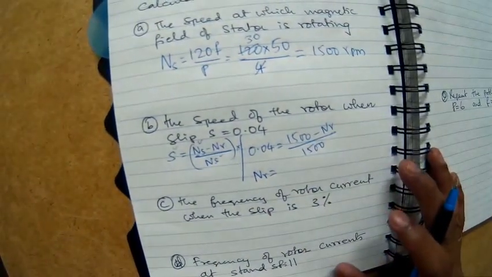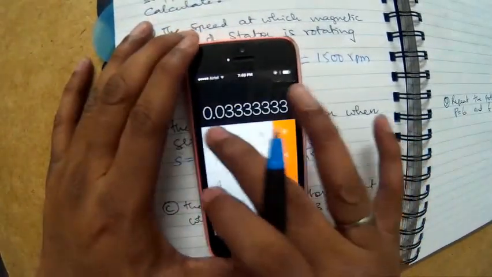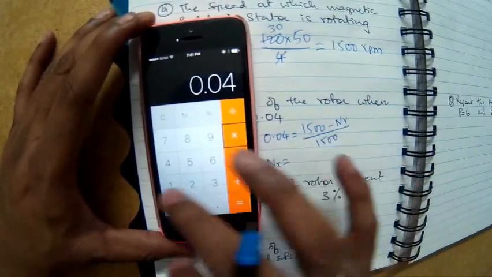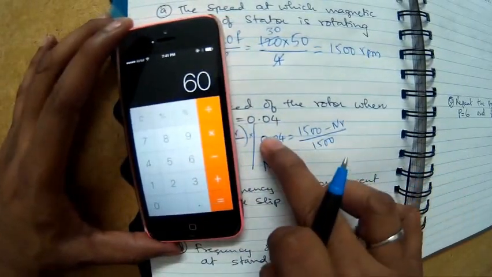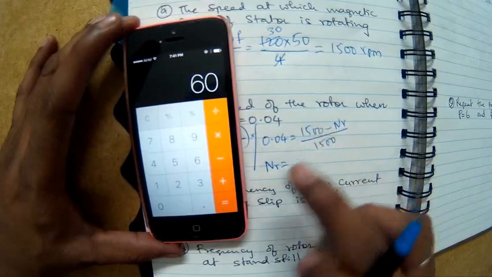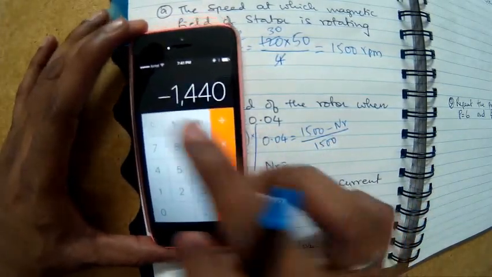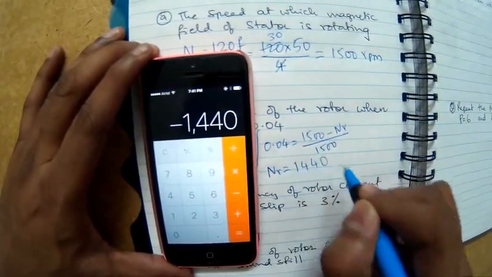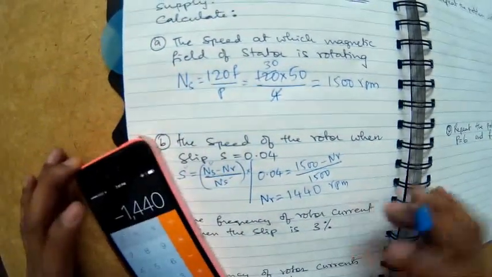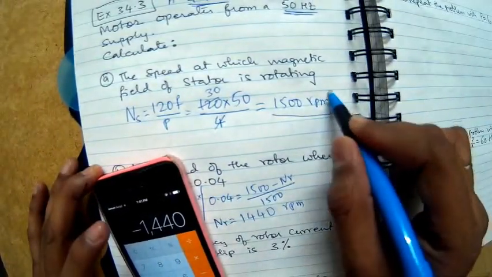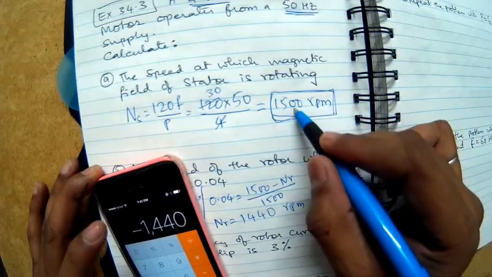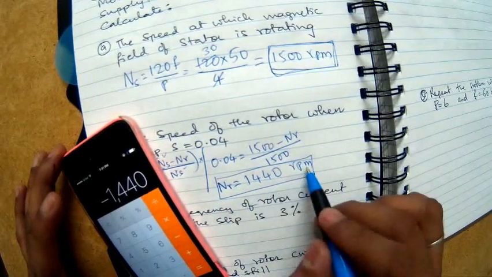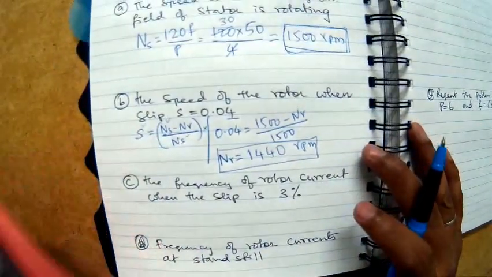So let's do that quickly. 0.04 multiplied by 1500, I get 60, and from that I subtract 1500. So minus 1440 is nothing but minus Nr. The minus cancels, so I get 1440 RPM. So you see, although the speed at which the magnetic field is rotating is 1500, the machine itself is rotating slightly slower at 1440 RPM, which is at 4% slip, which is typically the full load slip.